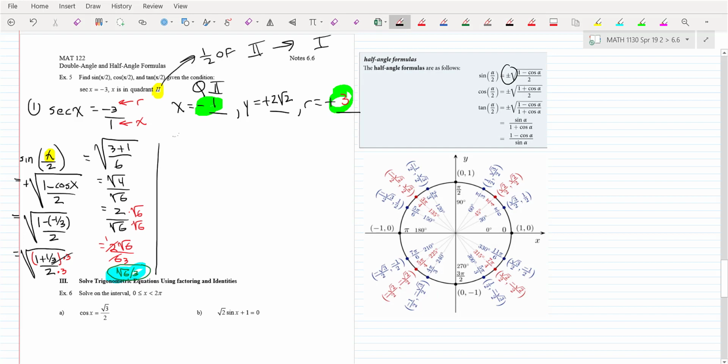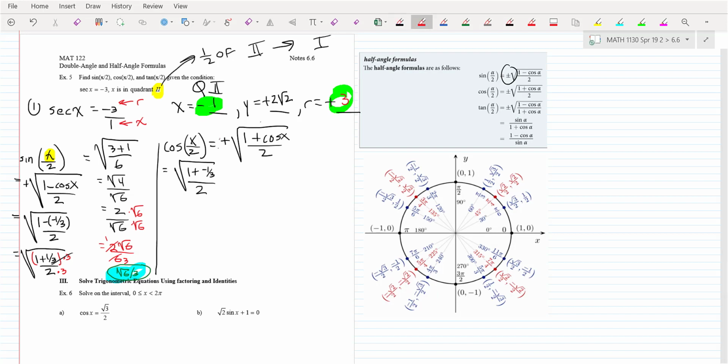So we're going to do kind of the same thing on this. The cosine of x over 2 is, and remember, we did half of a quadrant 2 angle to get quadrant 1, so it will be positive square root. This time it's 1 plus cosine x over 2. So it's almost the same thing, except you have that sign difference. So this is going to be equal to square root of 1 plus the cosine. The cosine is negative 1/3, over 2.